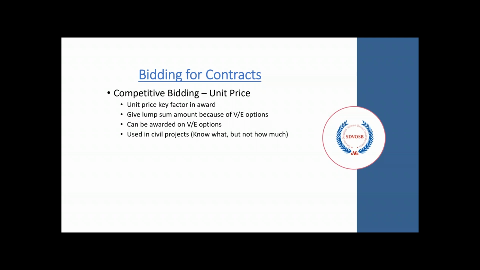Oftentimes, the unit price contract is used in civil work where it's a well-defined scope, but the amount that will be performed is unknown, be it road construction or water utilities, scopes that are repetitive in nature.